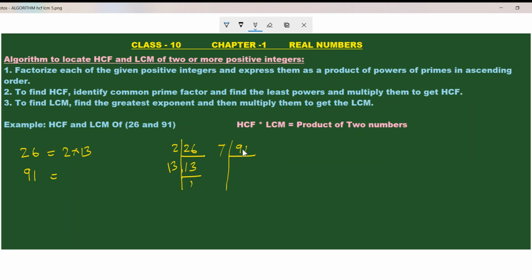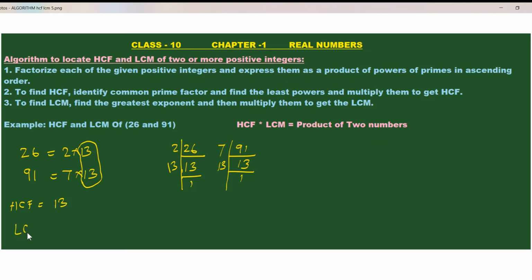Again 221, then 13 times 17. Again 13 is a prime number, and 7 into 13, you can see. So we need to group the common factors. See here, the only common factor is 13. So for the HCF, we will take only the common factors. Here 13 is the common factor. So the HCF of these given two numbers is 13.